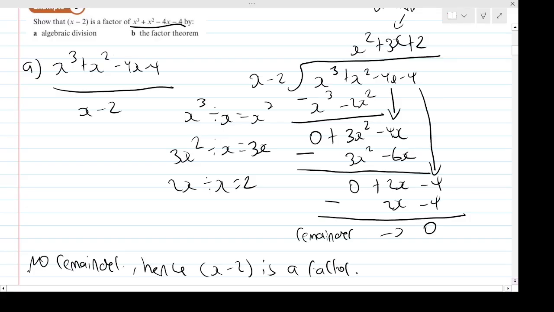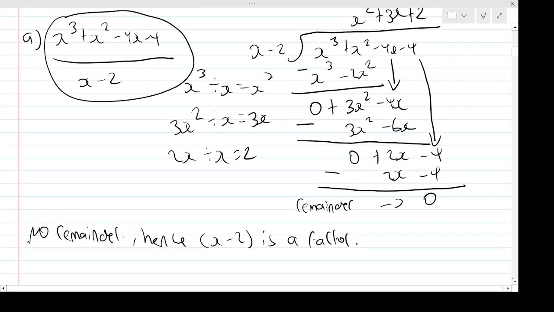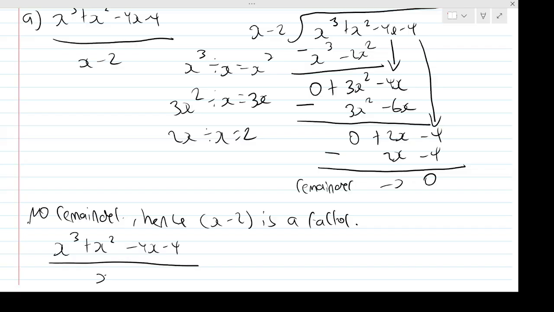And you can see that as well, because remember, we can write any fraction like this, any division, any polynomial division. So x cubed plus x squared, take away 4x, take away 4 over x minus 2.